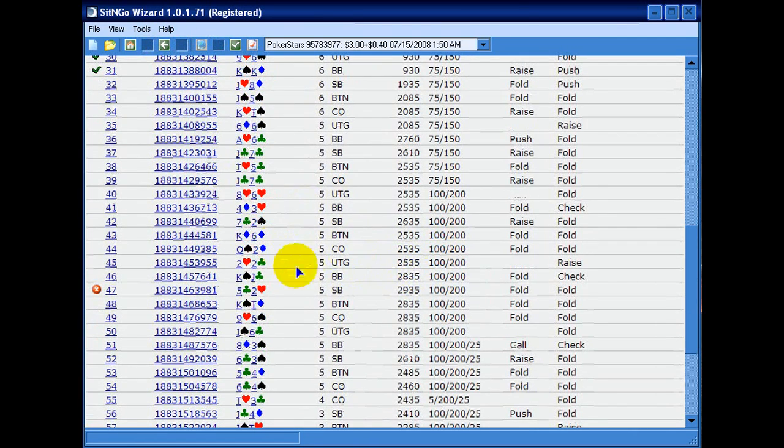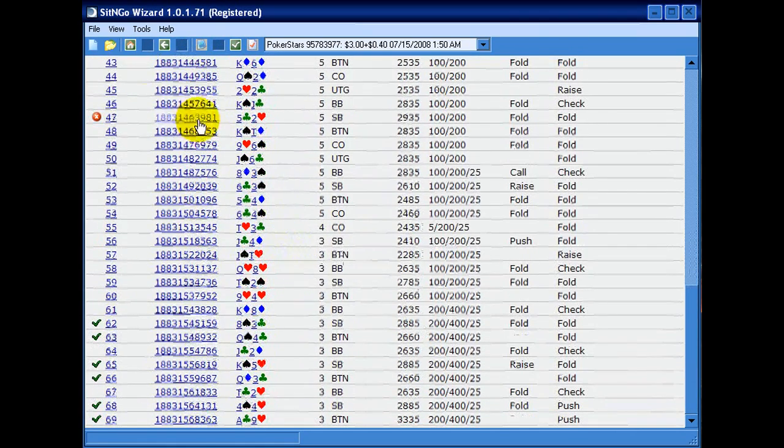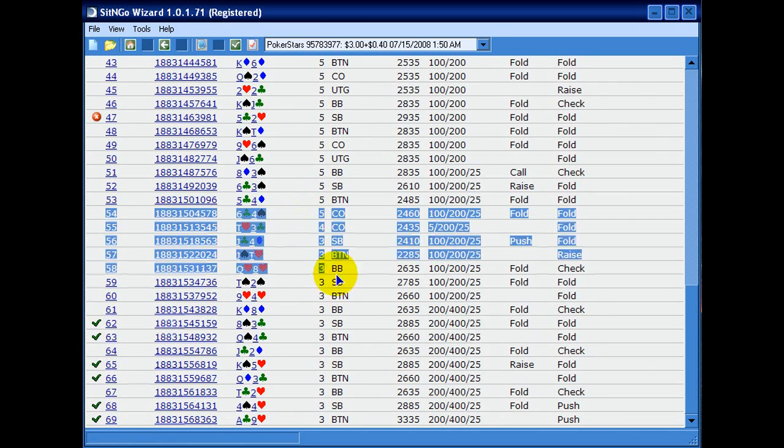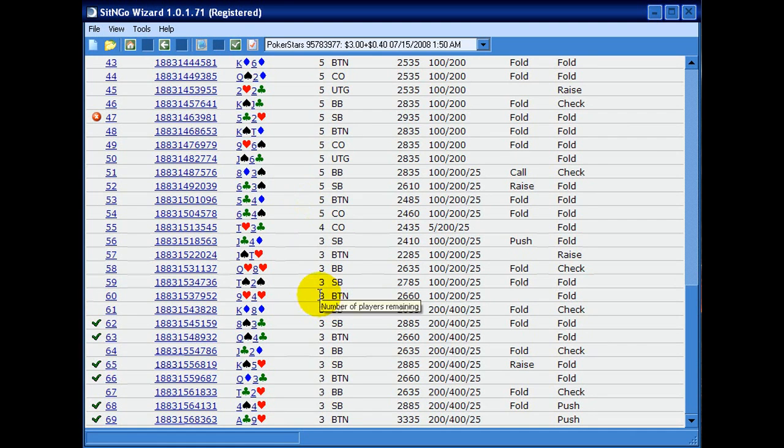So from SnG Wizard, we can find out that we've made probably one mistake out of this set, and the rest looks pretty standard. We win and lose a bit from blinds, and we end up pushing ace-9 offsuit on the button, which is incredibly standard.